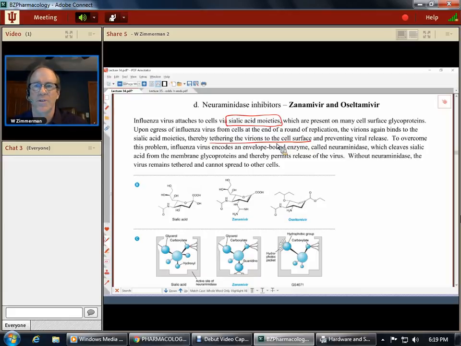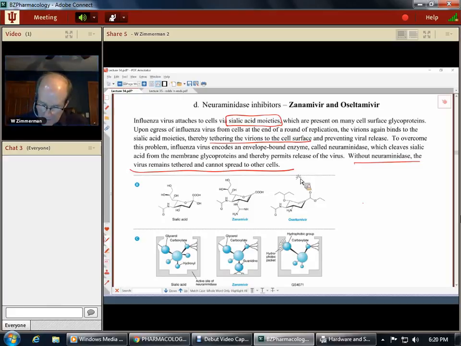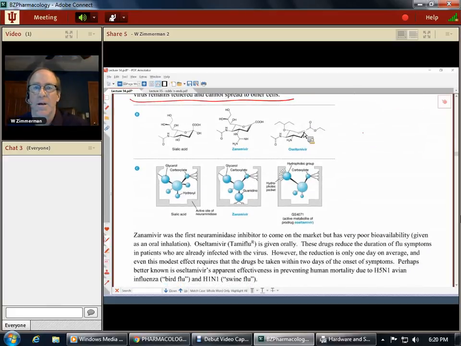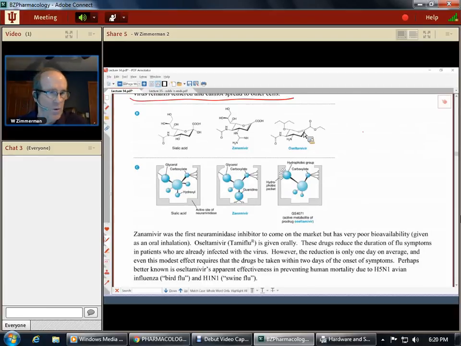So the influenza virus encodes an enzyme called neuraminidase, and that cleaves the sialic acid from the membrane, allowing release of the virus. So if you don't have neuraminidase, the virus remains tethered and cannot spread to other cells. Fairly simple idea. I've included some diagrams here. It just shows that what we've got here, the zanamivir and the oseltamivir, these are analogs of sialic acid.